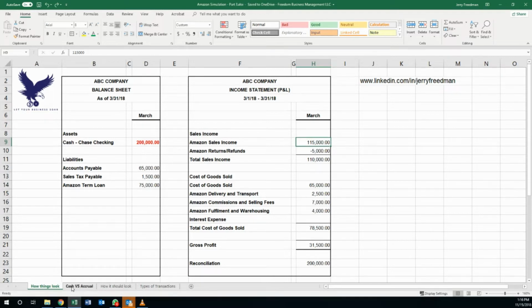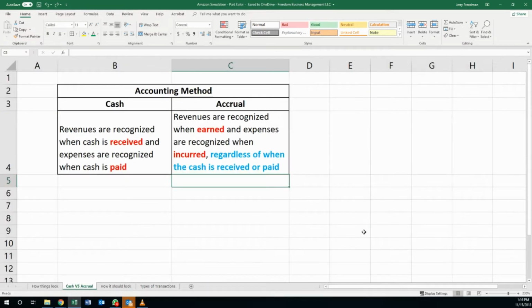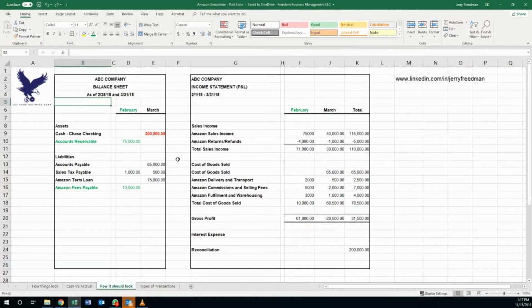So just as a quick reminder, under the accrual method of accounting, revenues are recognized when earned and expenses are recognized when incurred, regardless of when the cash is received or paid. Now here's how things should look based on the accrual method of accounting.